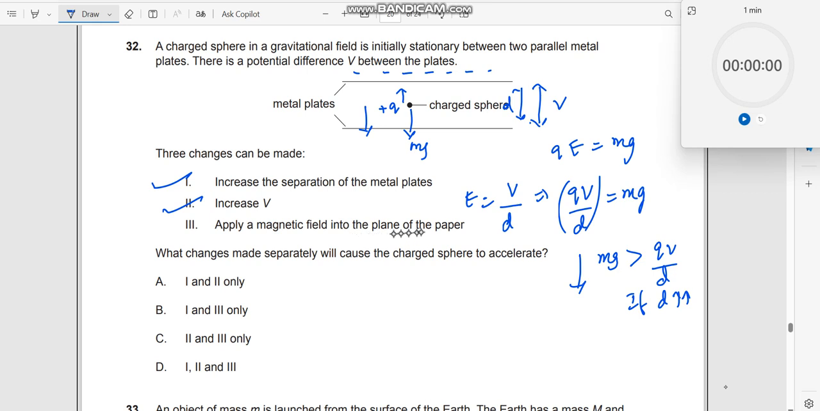Applying a magnetic field into the plane of the paper. If you apply a magnetic field, there is a charge over here, but don't expect it to move, because it's a stationary charge, right? The force acting on a charge is given by qvB sin theta. If the velocity of the charge is 0 initially, this becomes 0. There is no force acting on it. By Newton's first law, if no force acts on it, the particle will not move. It will continue to stay there. So if you change this one, it will not accelerate. So this is not the right one.